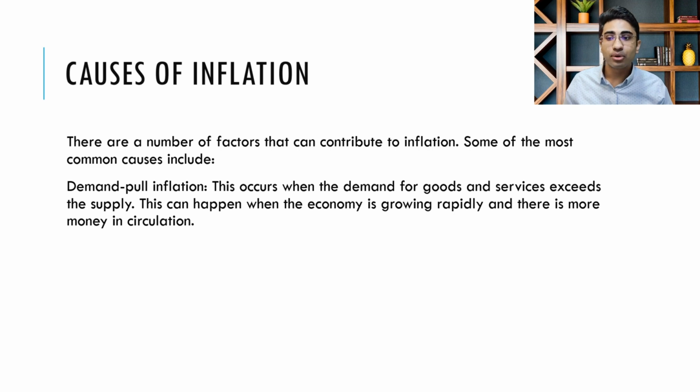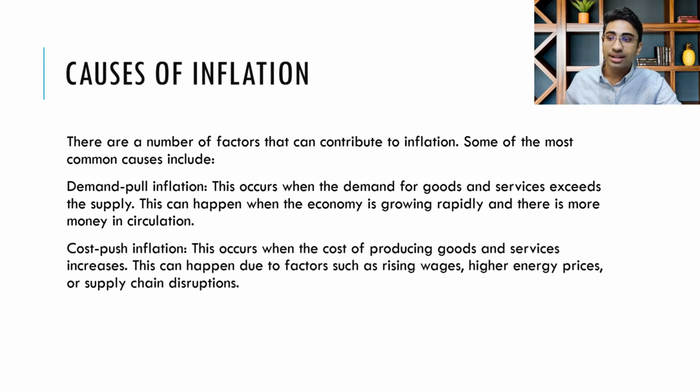What does demand pull inflation mean? This occurs when the demand for goods and services exceeds the supply. So it is basic economics that when the demand for goods is higher than the supply, the prices of the commodities increase. Hence, this is called demand pull inflation. This can happen when the economy is growing rapidly and there is more money in circulation. So we can relate that to India. As India is growing very rapidly and there is more money in circulation, there is demand pull inflation.